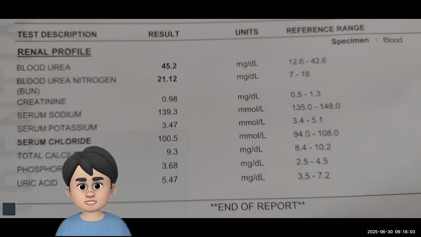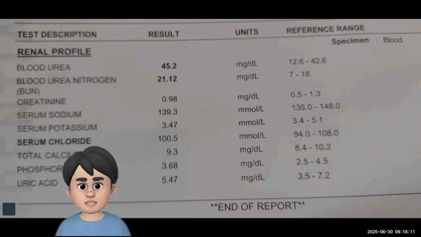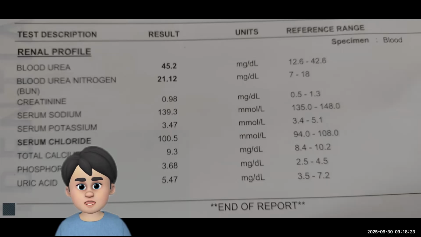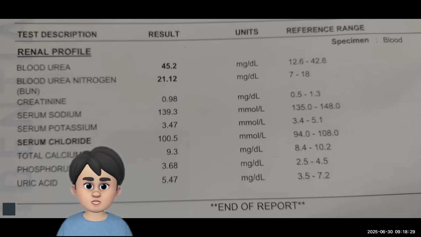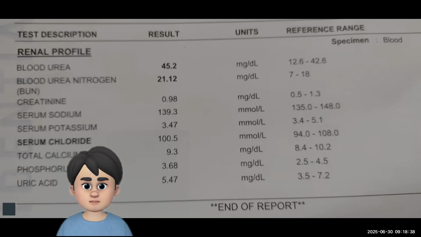So the renal function test helps us to identify kidney disease or damage, dehydration, electrolyte imbalance, and the impact of conditions like diabetes and hypertension on the kidney. In a typical renal function test, you get blood urea nitrogen, BUN, creatinine, serum sodium, serum potassium, serum chloride, total calcium, phosphorus, and uric acid. You have to know, even though they have given a reference range.